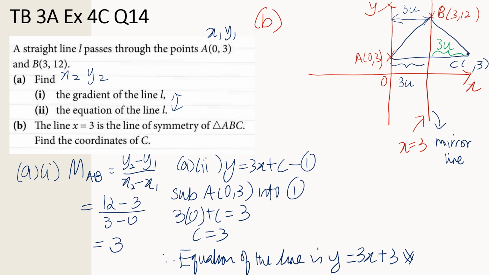So the distance from the line of symmetry would be the same distance as inside the mirror. I don't know how to explain that. Anyway, the x coordinate of point C will be 3 plus 3, which gives you 6. So for part B, the coordinates of point C will be 6, 3.